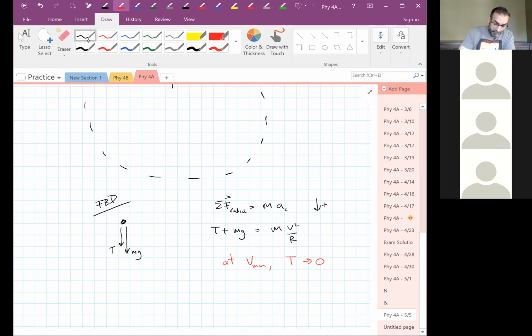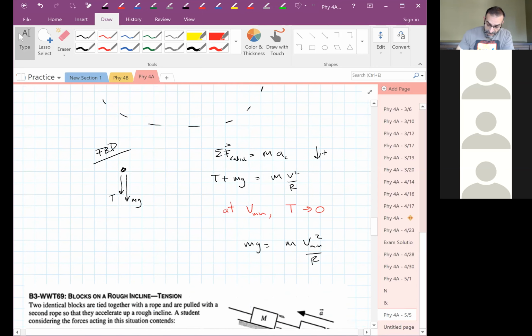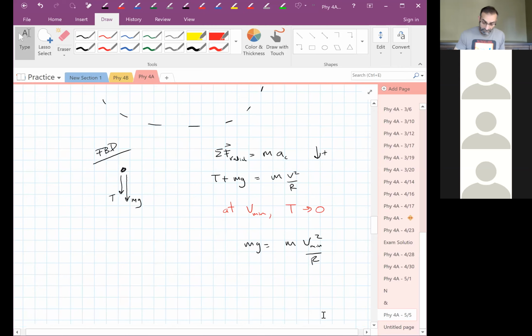So at V minimum, the tension goes to 0. So we have mg is m v squared over R, and we get V equals the square root of RG.